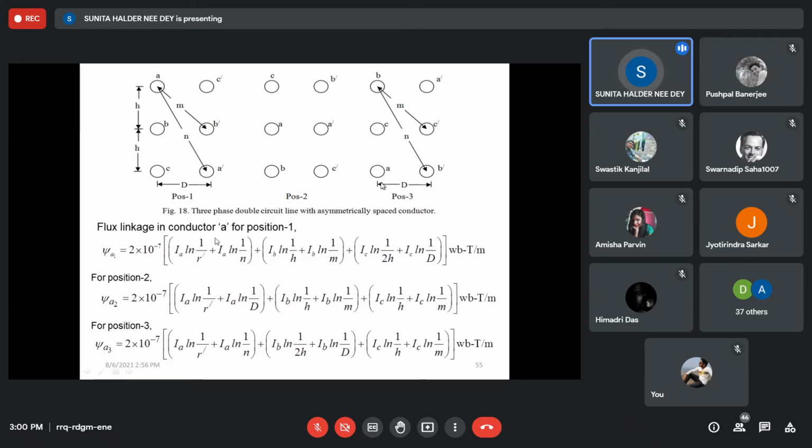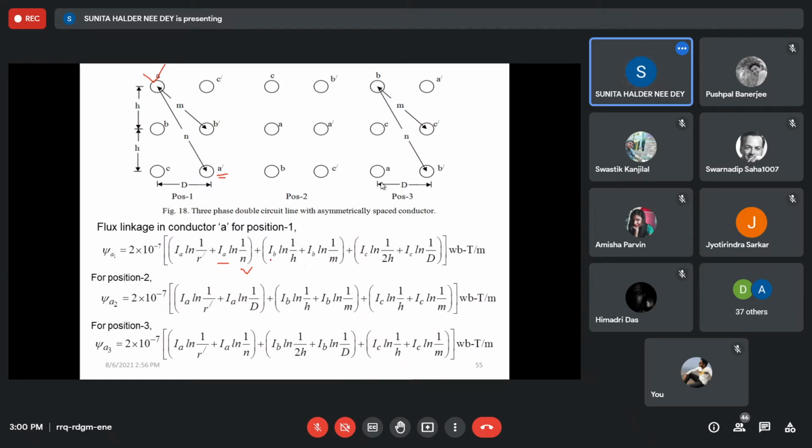Flux linkage in conductor A for position 1. So position 1 is this one. We just concentrate here. In phase A there are two currents, one through A, another through A dash. For A it is Ia ln 1 by DAA, so Ia ln 1 by R dash. I have directly written it. Now we are finding the flux linkage in this conductor due to the others. For A dash, the current is Ia dash times ln 1 by the distance between A and A dash.